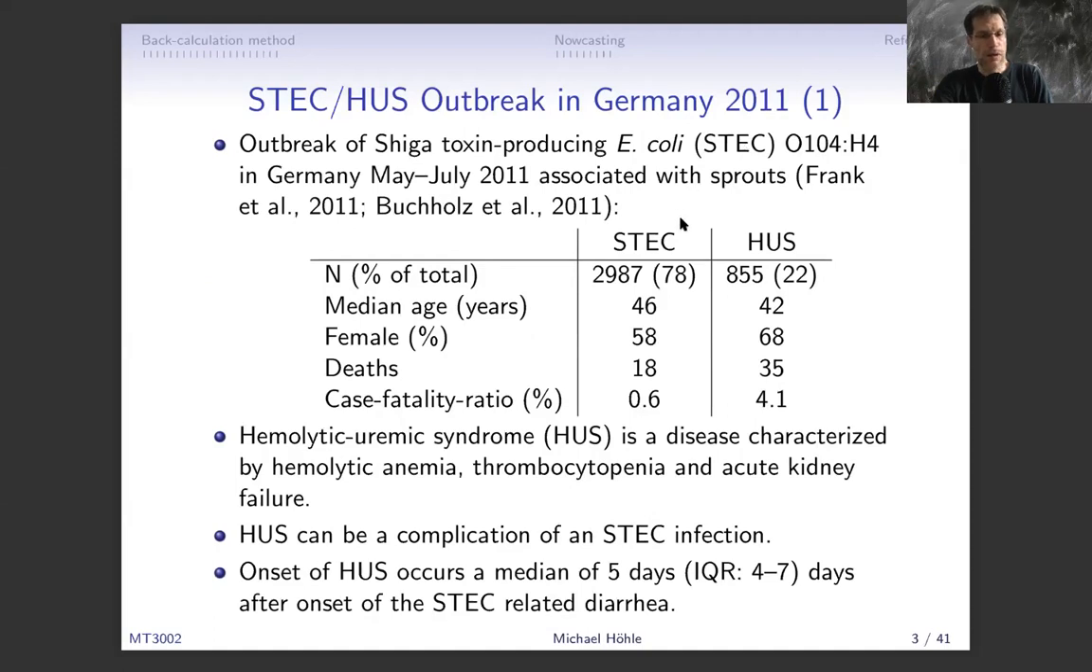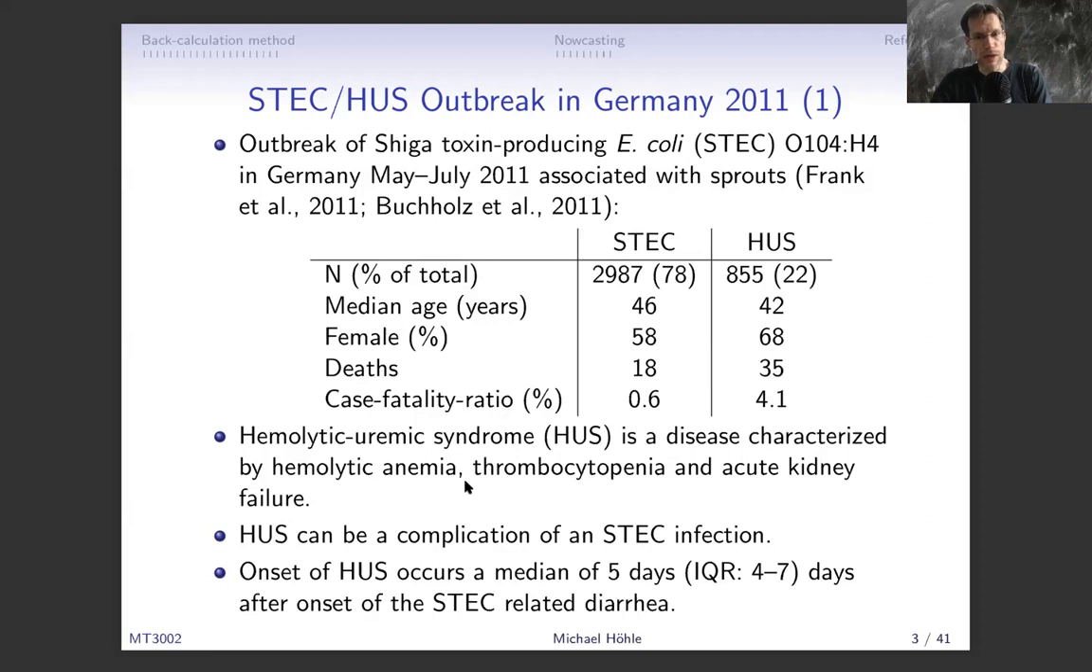And what is special about this type is that these Escherichia coli infections can lead to an additional complication, which is called the hemolytic uremic syndrome, HUS. It's a disease characterized by loss of white blood cells and acute kidney failure, and can ultimately lead to death. So this outbreak was in particular a bit special. It occurred during May-July 2011, mainly in Germany.